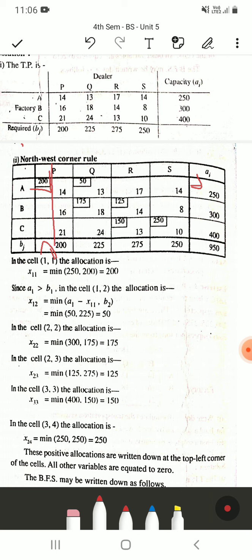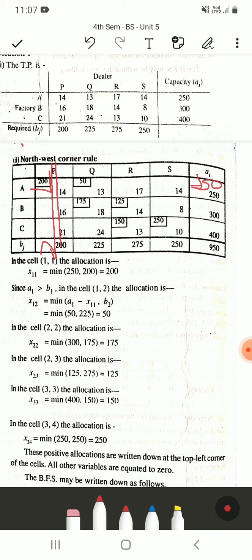Now this whole dealer requirement is fulfilled by factory A. So now factory A produces 250 tons. In that you have already allocated 200 tons to dealer P. So how much is remaining? You are remaining with 50 tons of cement.